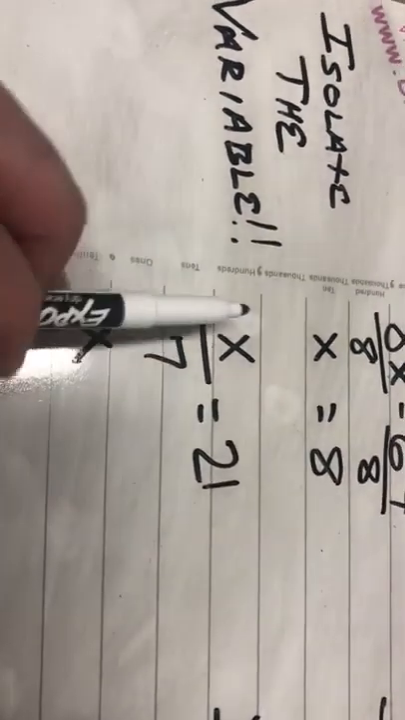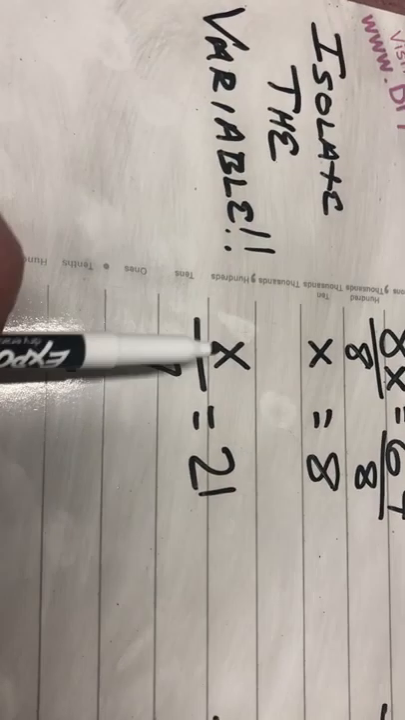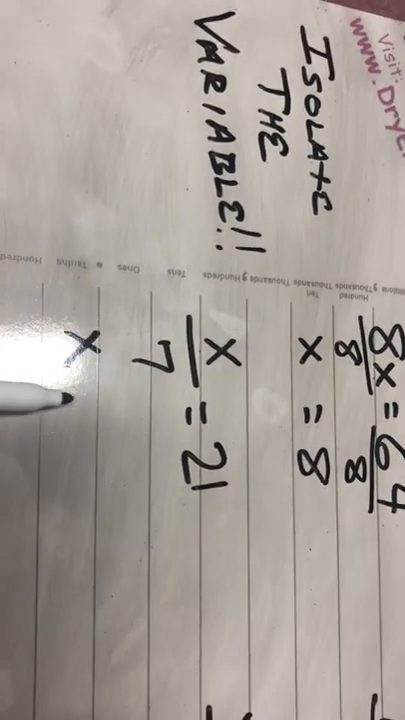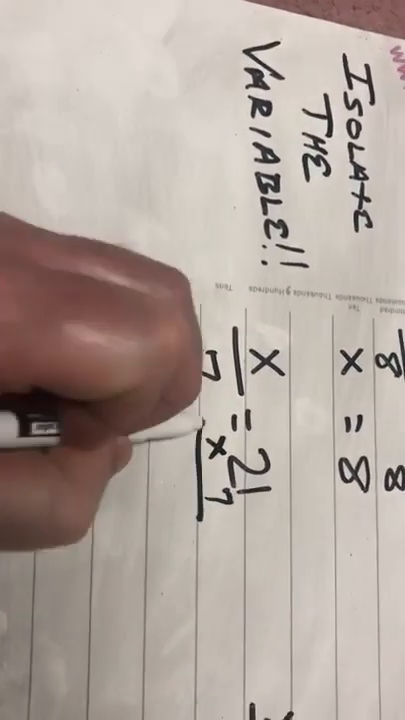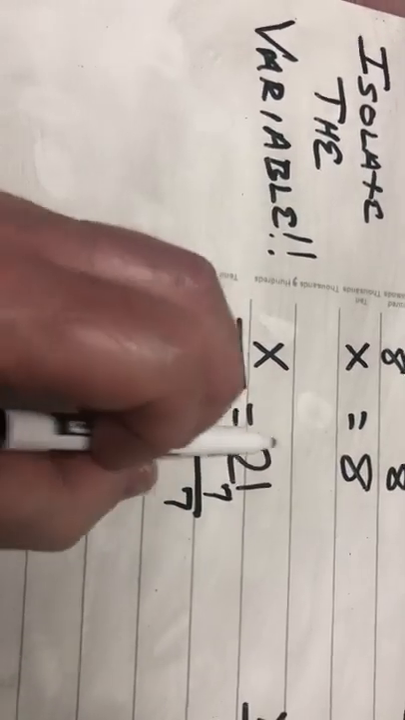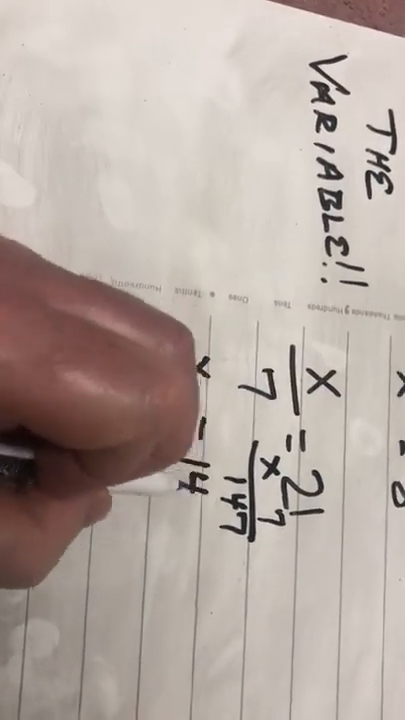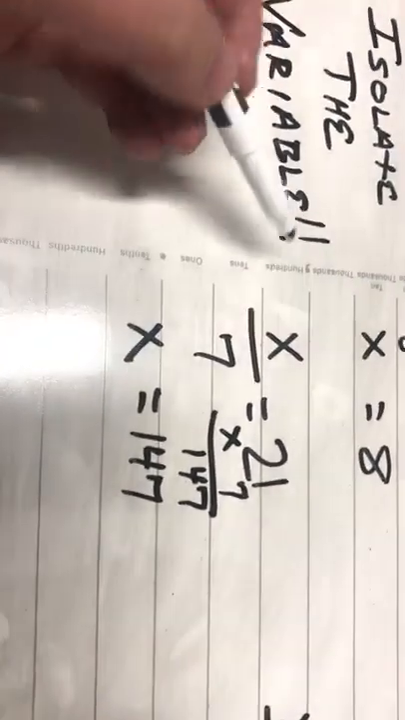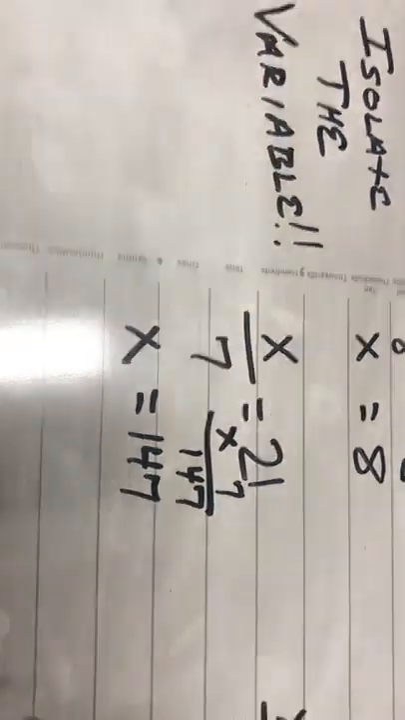And of course, whatever I do to one side of the equation, I have to do to the other side of the equation. So if I'm multiplying this side by 7 to get x by itself, then I have to multiply this side by 7. So I'm going to go ahead and do 21 times 7. 7 times 1 is 7. 7 times 2 is 14. X equals 147. Sure enough, 147 divided by 7 equals 21.